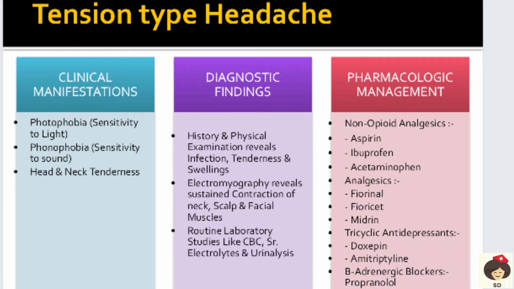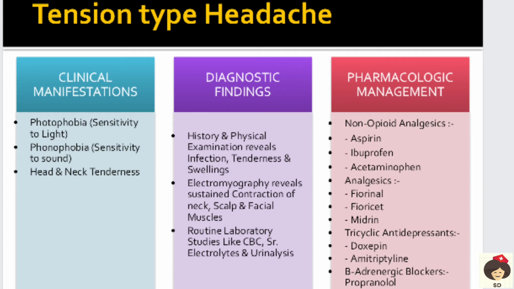And electromyography, okay, because in tension type mainly the muscles are getting activated or constricted, there is increased contraction of muscles. So to identify the muscular contractility, we do an electromyography study. Electromyography is nothing but they place the electrodes in the muscles of the head, that is on the scalp, and then it is like taking an ECG, there will be a graphical representation of the muscular function coming on the printed paper. So from that you can identify how much the muscles are functioning. Okay, so electromyography will reveal the sustained contraction of neck, scalp and facial muscles.